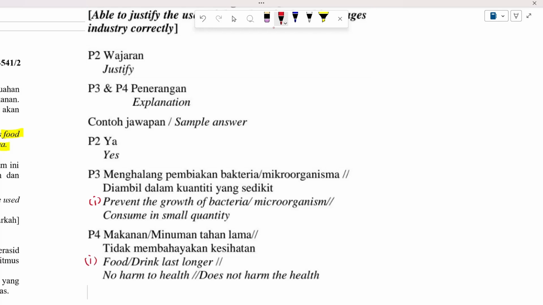But if you write here consume in a small quantity, then you need to mention no harm to the health, does not harm health. So this is how you justify. If you choose this one, you mention this one next. But normally we know preservative can make the food last longer, right? Can you understand how we justify this?